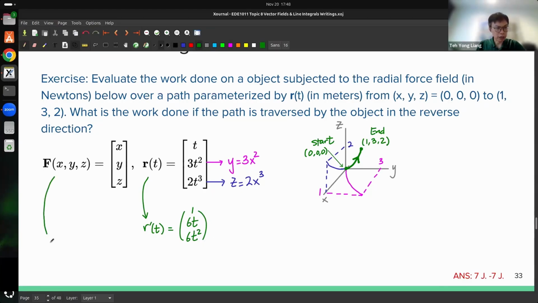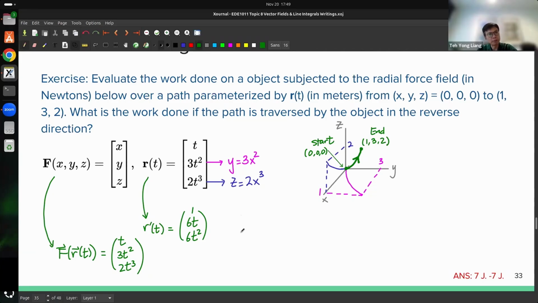Then you can also write down your f of r of t. So this guy will be what? x is t, so this will be just t. Then y is 3t squared, so 3t squared. Then z is 2t cubed. So it just happens that your f after parameterization by t is looking like r of t, because r of t is exactly x, y, z. So from here, you can see all your functions of t are out already.